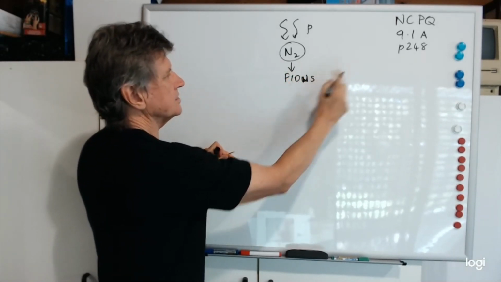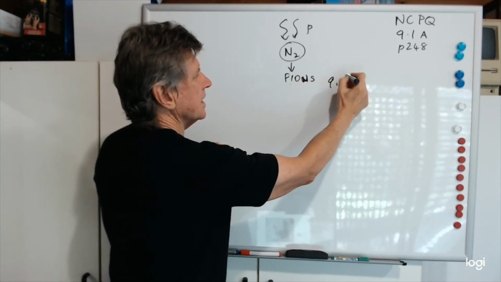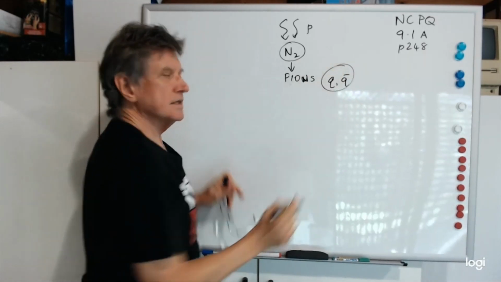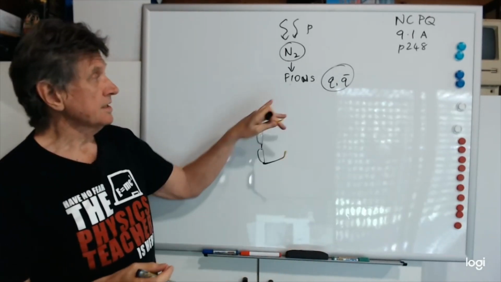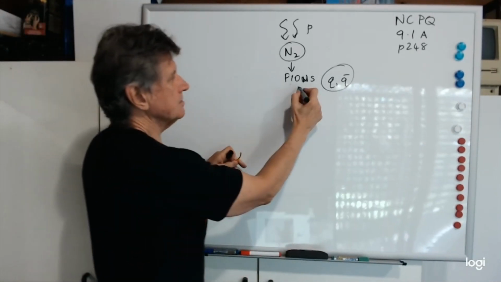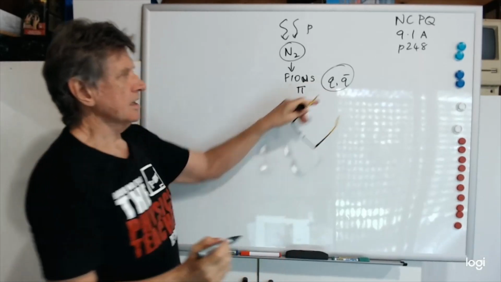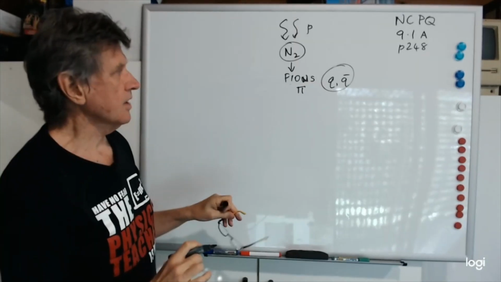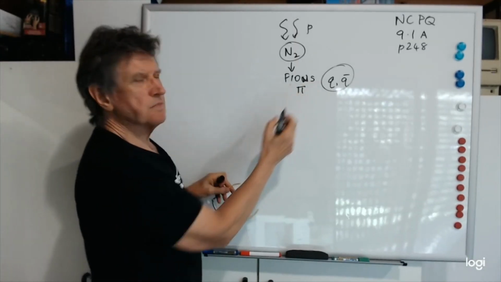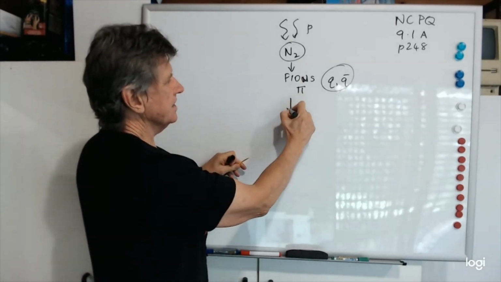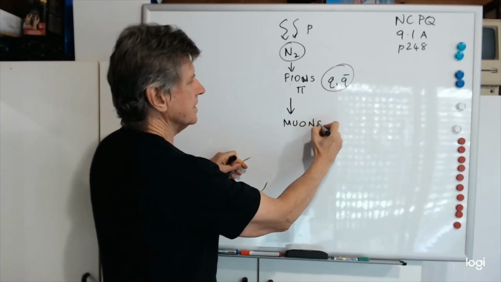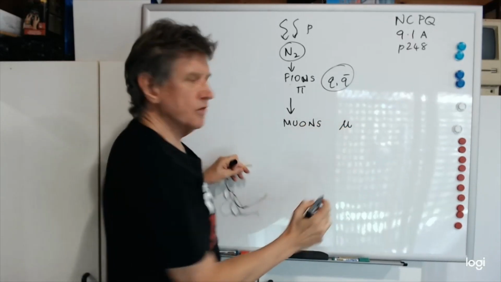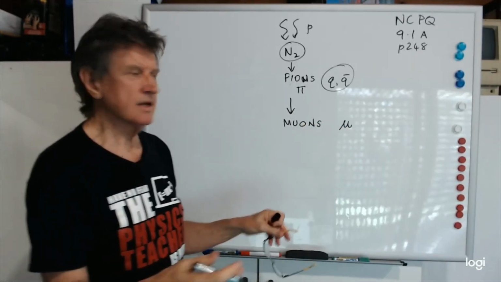Now pions are just quarks and antiquarks together. Now you'll learn about that in chapter 14. So these pions, which have the symbol pi, are just a particle made up of a quark and an antiquark. Now those pions decay into things called muons, M-U-O-N-S. Now they have the symbol mu, which is the Greek M, the mu.